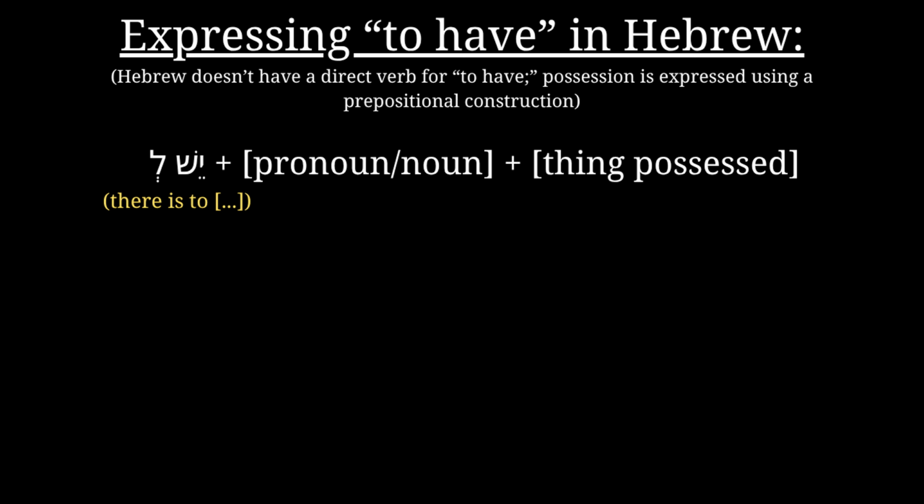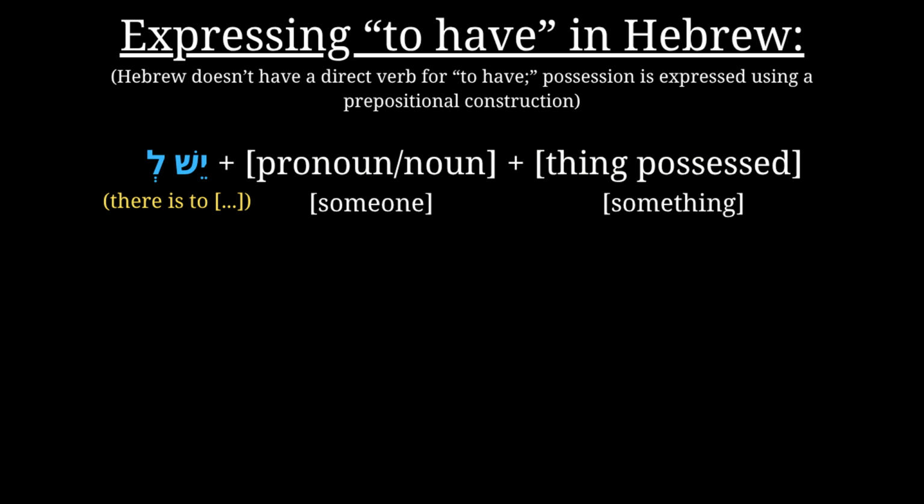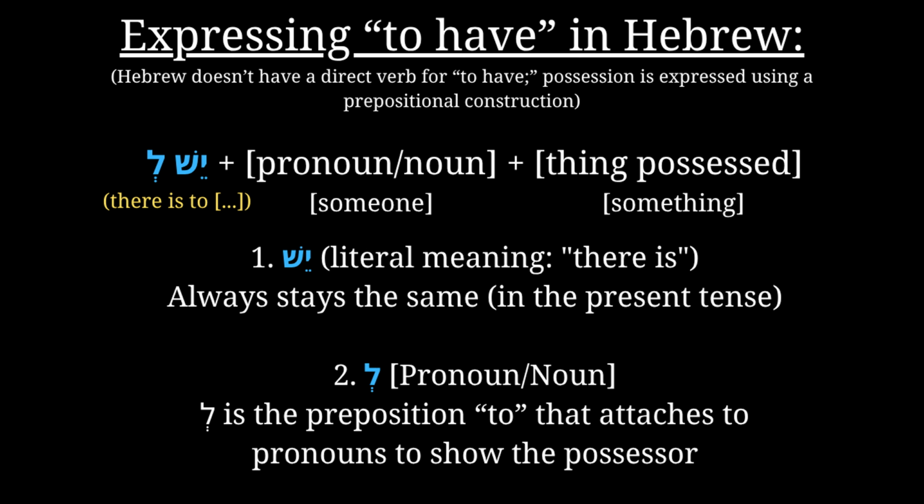The literal meaning of this pattern is there is to someone something, but to have a logical representation, it would simply be I have, you have, he has, etc. The components of this pattern are yesh and le. Yesh means there is, and it always stays the same in the present tense. In other tenses, the word will change to other forms, but for now, we're focusing on the present. Le is the preposition to, combined with a pronoun or noun to show the possessor.